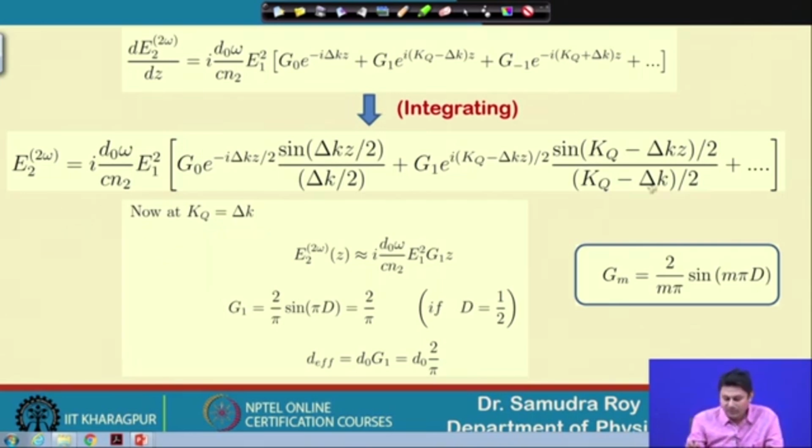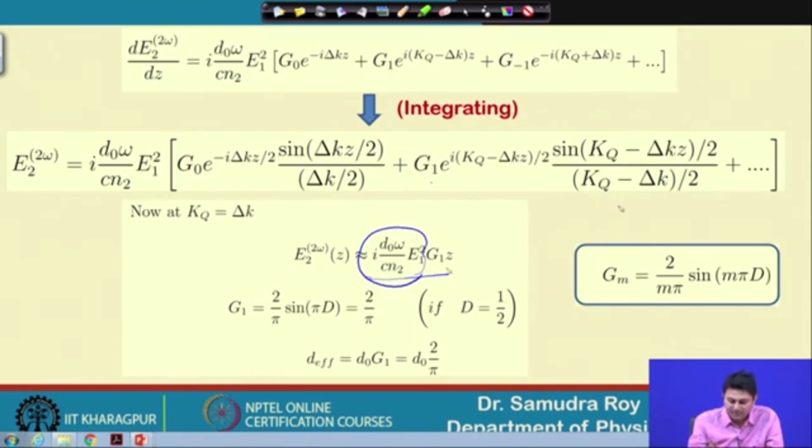The only contribution we will have is this, and this term tends to 0, this term tends to 0, and this term tends to 0, which means this term tends to 1 when kq is equal to delta k. Under that condition I can write E2 is approximately equal to i d0 omega c times E1 square, which we already have, multiplied by the coefficient G1 and the limit as kq minus delta k tends to 0.